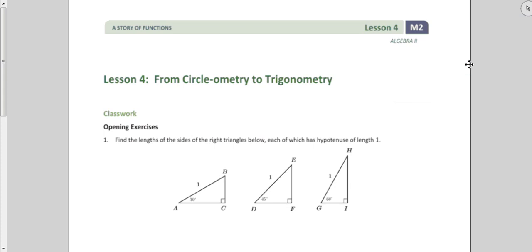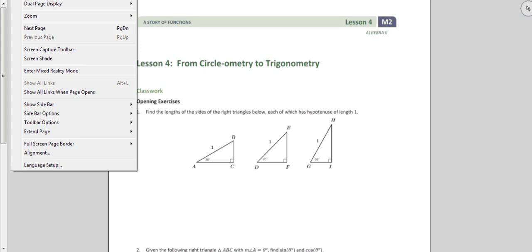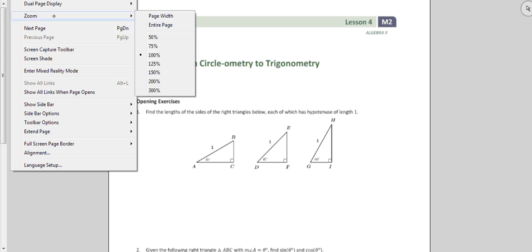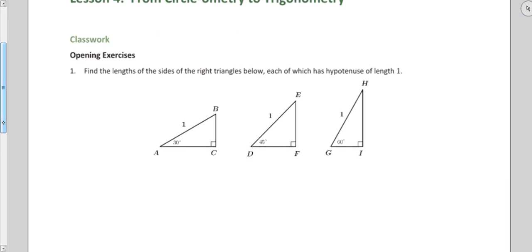So, we are going to zoom. Oh, no. There. All right. Can everybody see my display? All right.